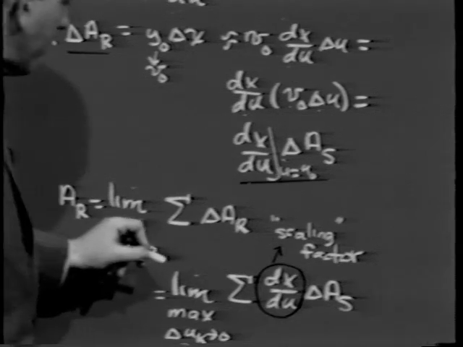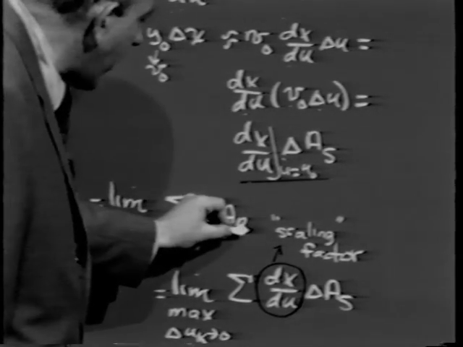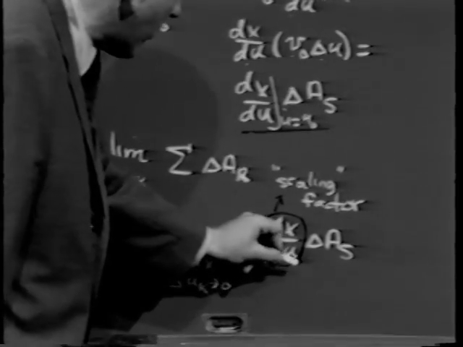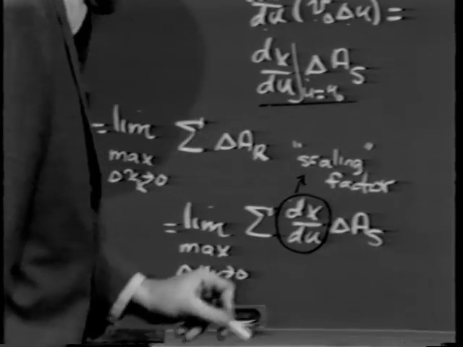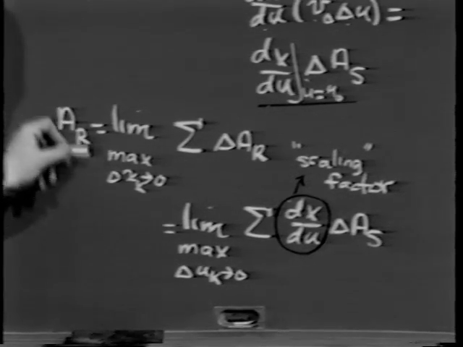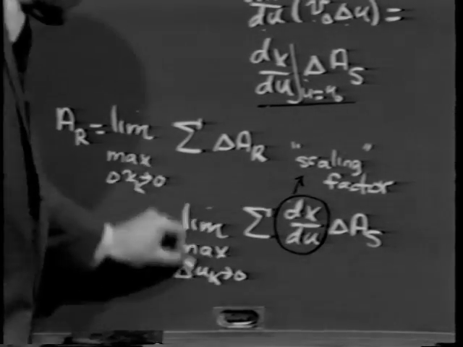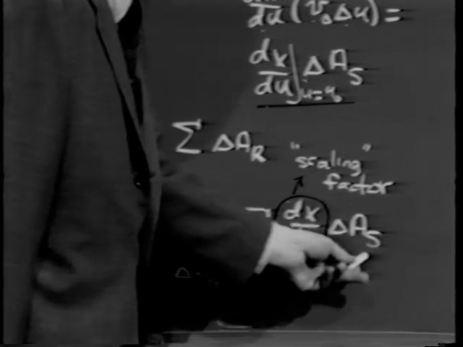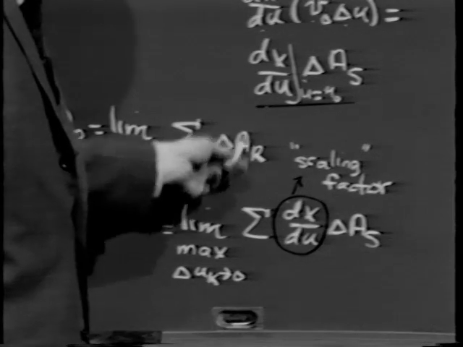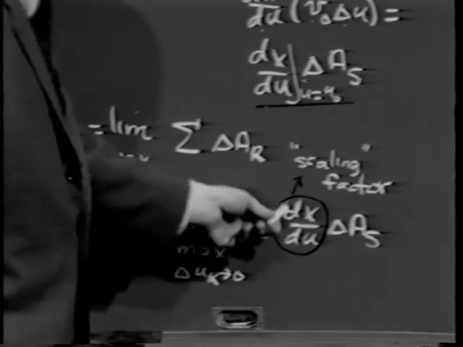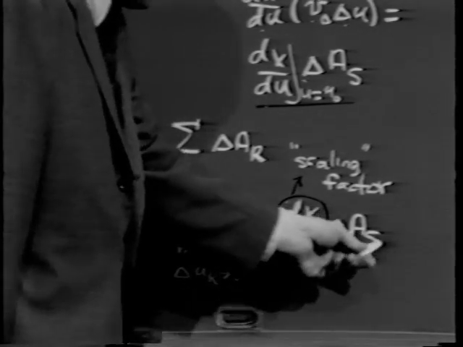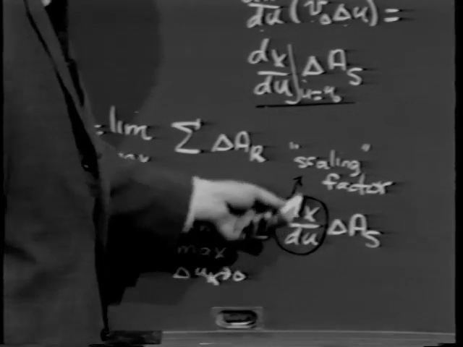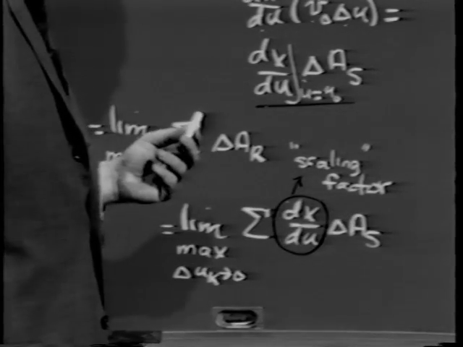But from what we've just seen, a typical delta A sub R is dx/du evaluated at u equals u0 times delta A sub S. And therefore, to find the area of R, this limit is precisely the same as this limit. Now, the point is that delta A sub S is certainly just as messy as delta A sub R in general. It may also happen that when I scale delta A sub S by multiplying it by dx/du, the result is even more messy than the original expression.